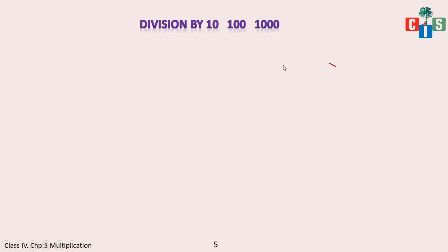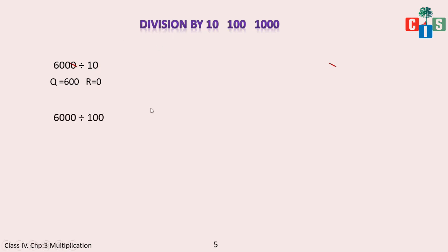Moving on to the next topic, division by 10, 100 and 1000. The first number is 6000 divided by 10. So 1 zero is there, so I'll cut 1 zero and 600 will be my quotient, and the remainder will be 0. This is a trick, students. I am telling you certain tricks for division by 10, 100 and 1000.